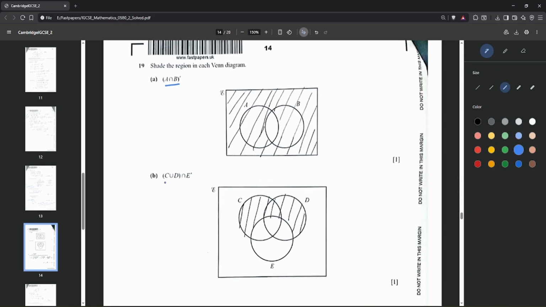All right, next part, we have C intersection, C union D. That means we will have this part, both parts. Now we have to intersect this with not E. That means from this part we will take the part which is not included in E, right? Which is this part, right? So if we shade this correctly, we have this part.